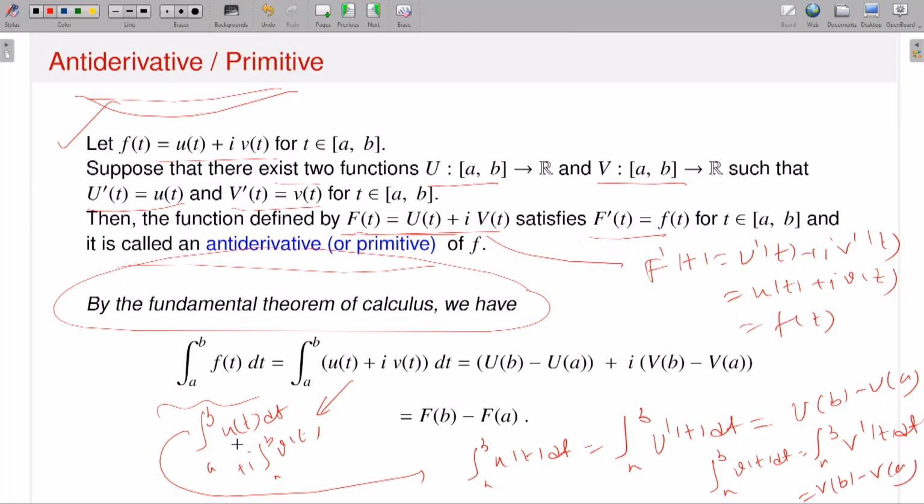So therefore, I know the value of this integration is this one and the value of that one is that one. If I add them, it will be exactly equal to capital F(b) minus capital F(a), because capital F(t) is nothing but capital U(t) plus i V(t). So therefore, if the primitives of small u and small v exist, then a primitive of small f exists, and by the fundamental theorem, I have the value of the integration a to b of f(t) dt, which is nothing but capital F(b) minus capital F(a), where capital F is the primitive of small f. Okay, so that is the same way I can parallelly generalize in the context of complex valued functions of a real variable.